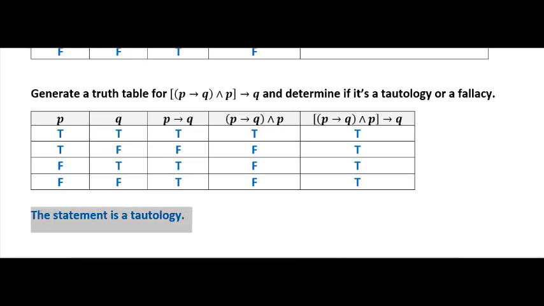Okay. Why is it a tautology? Because all of the possibilities for it are true. So this statement is true even if I don't know the original values of P and Q. It doesn't matter because in any case it is still going to be true. That's what we call a tautology.